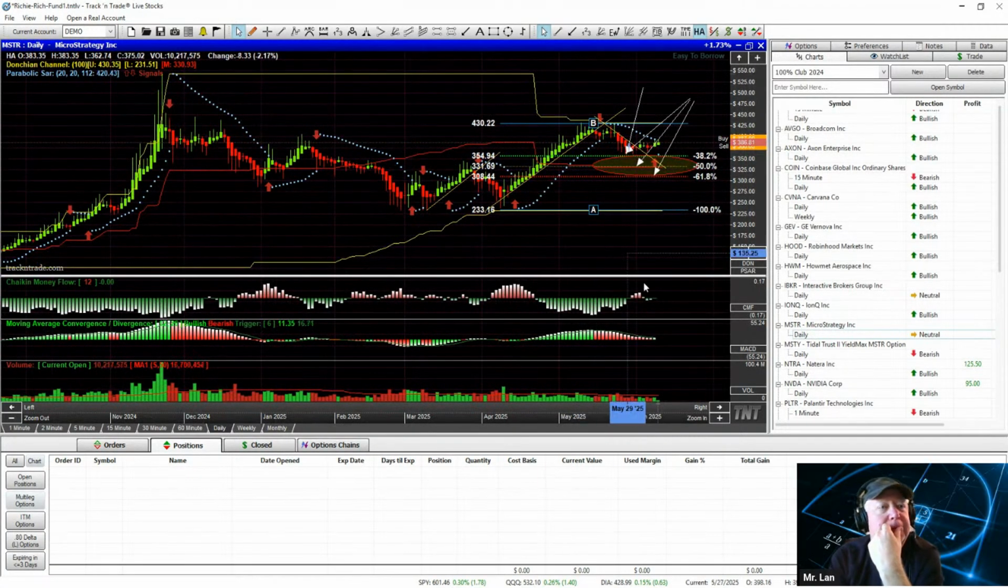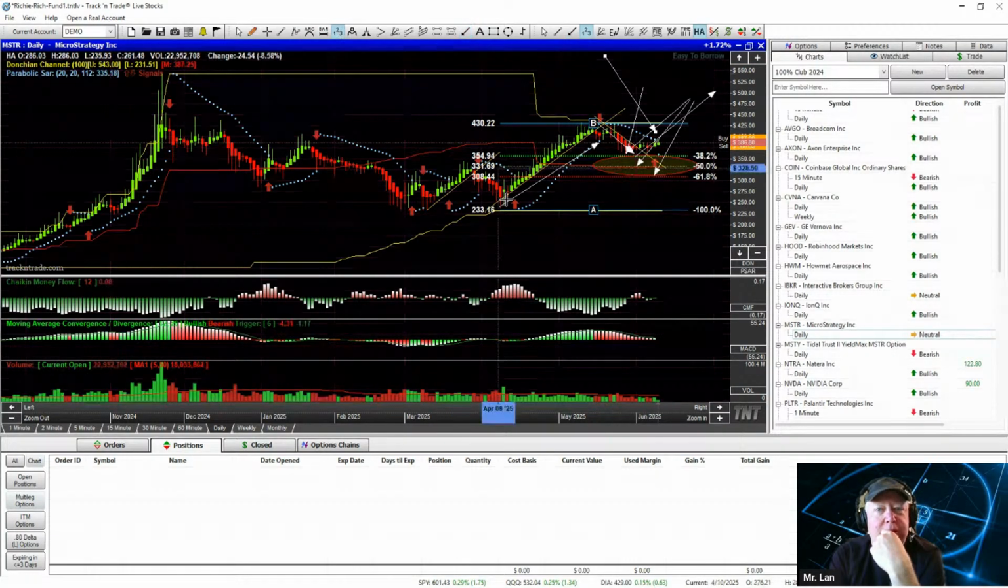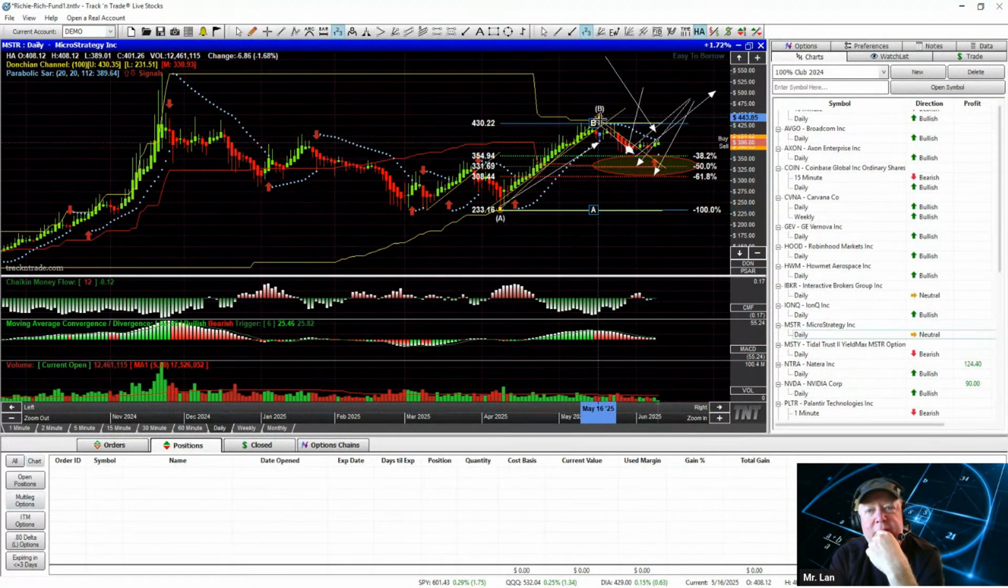MSTR. Where's it going to come to? 38.2. It rallies up, breaks the blue lights, comes down to 38.2. We all buy in, it goes up, breaks the blue lights. Where do we think it's going to go to? We go from here with the Fibonacci tool, just like we showed you the settings for, and away it goes.